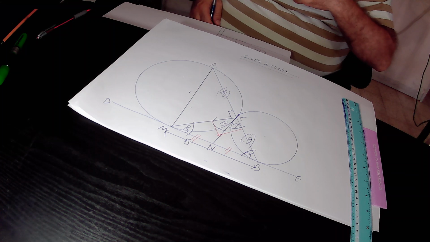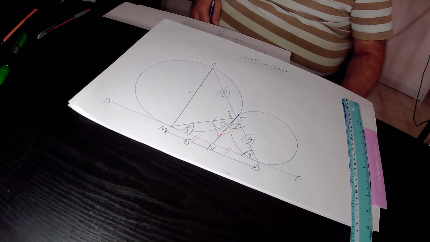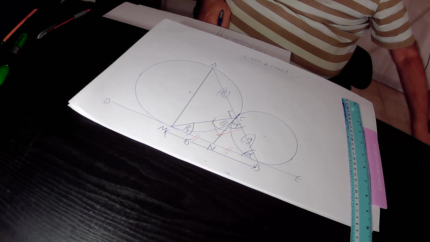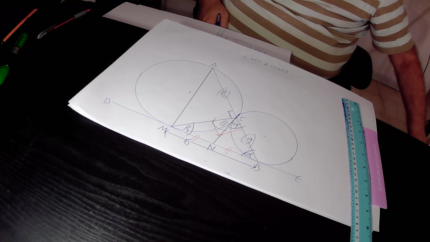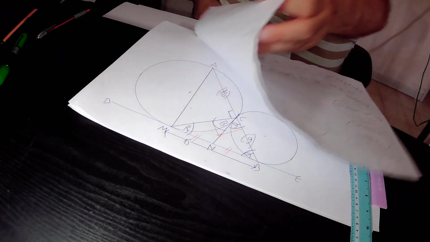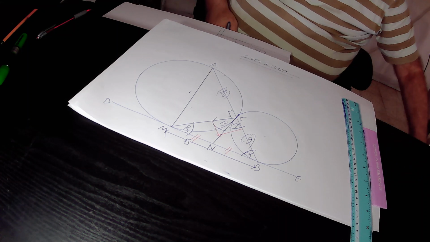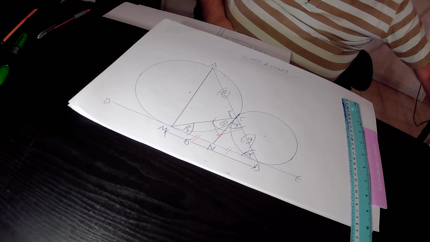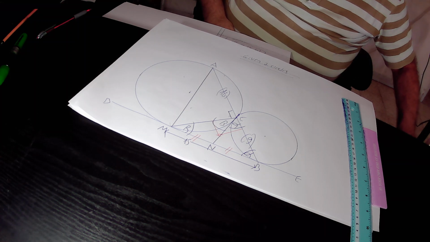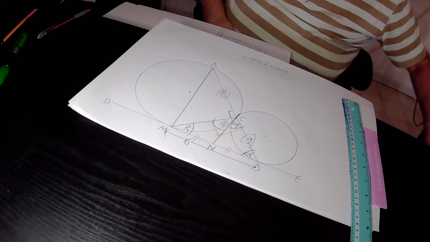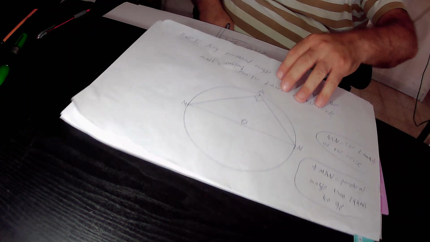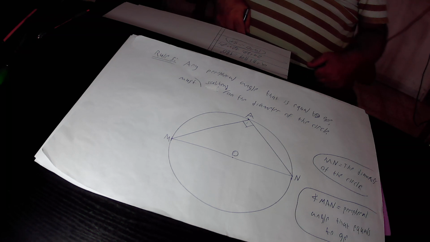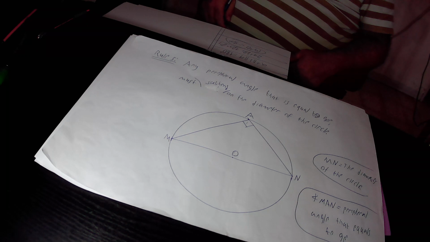And according to rule 5, any peripheral angle that is equal to 90 degrees in its size must subtend on the diameter of the circle. So I'll take a quick look at rule 5. According to rule 5, any peripheral angle that is equal to 90 degrees must subtend on the diameter of the circle.